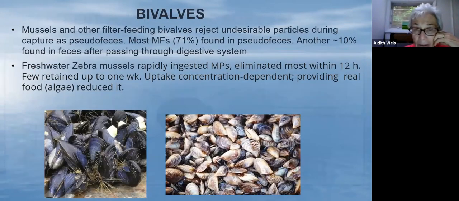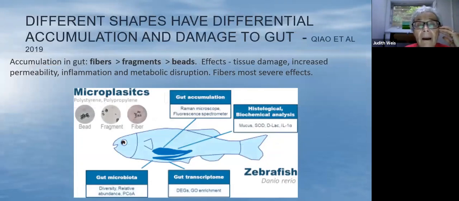Oh wait, it's the wrong way. Okay, back here. Now, different shapes have different accumulation and damage to the gut. This was a study where they compared beads, that's the spheres, and fragments and fibers. They found that in the gut, they accumulated mostly fibers, and then secondly fragments, and thirdly beads. And the effects that they saw, tissue damage and inflammation, were more severe for the microfibers than for the other shapes. So again, we can't look at these things as a single thing. They are very different in their effects.